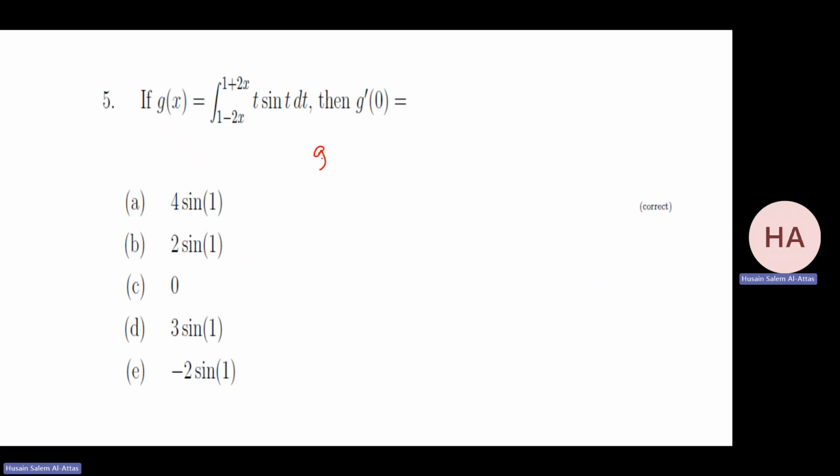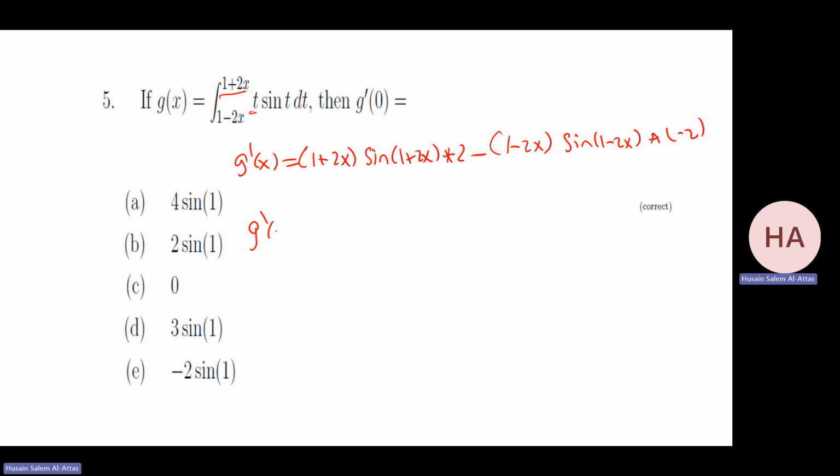I need g prime. G prime of x will be what? 1 plus 2x sine 1 plus 2x times the derivative of this, which is 2. Let me give it a space. So g prime of x, I substitute instead of t that function: 1 plus 2x sine 1 plus 2x, derivative of 1 plus 2x, which is 2, minus. Now the other one, 1 minus 2x sine 1 minus 2x, derivative of this, which is minus 2.